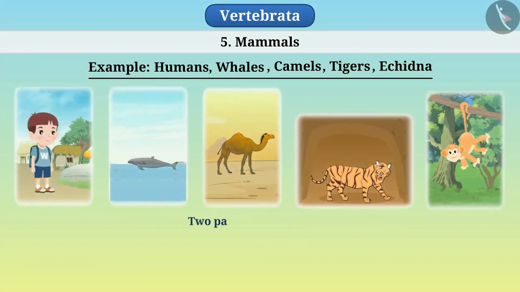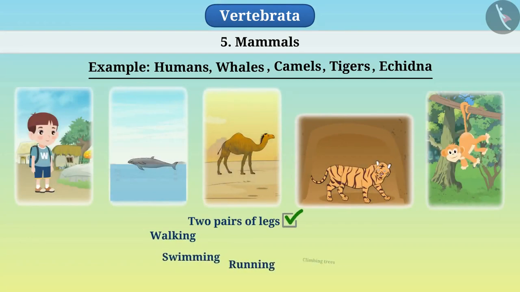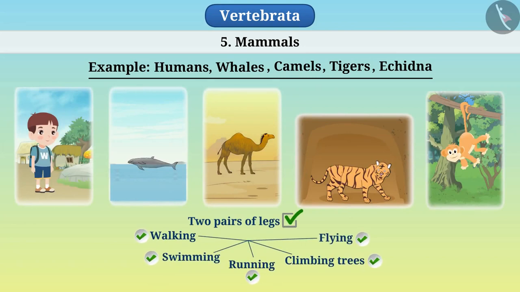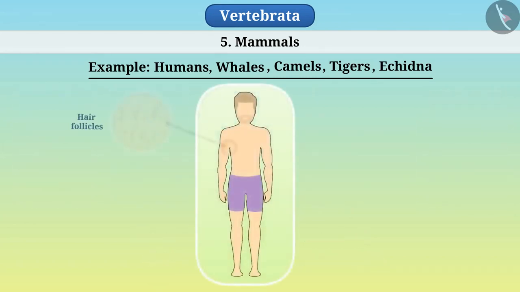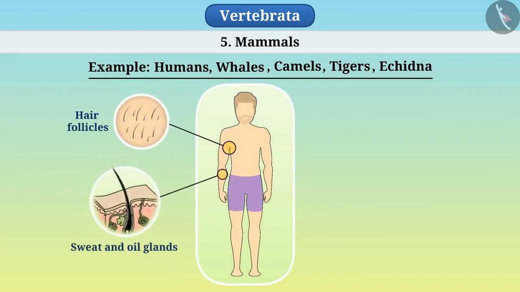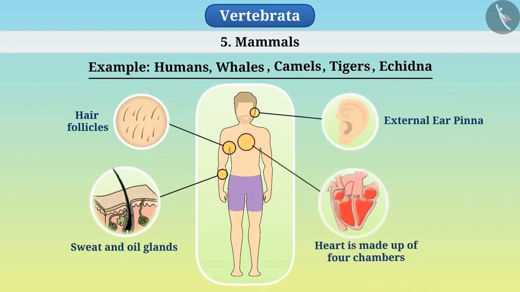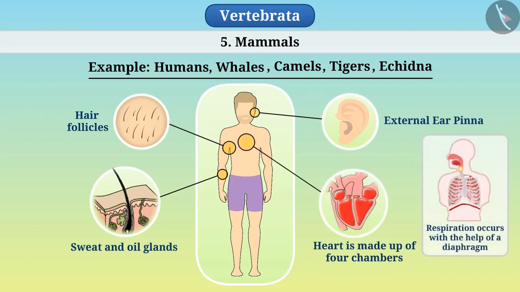They have two pairs of legs and are adapted for walking, swimming, running, climbing trees, flying, etc. They have hair follicles on their skin. Sweat and oil glands are found in the skin. External ear pinna is present. Their heart is made up of four chambers. Respiration in these occurs with the help of diaphragm.